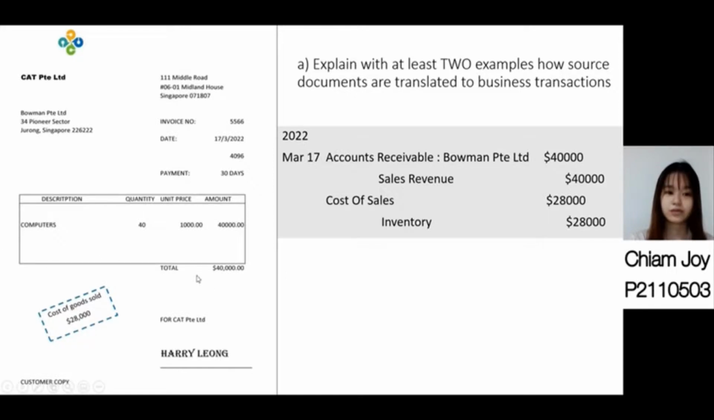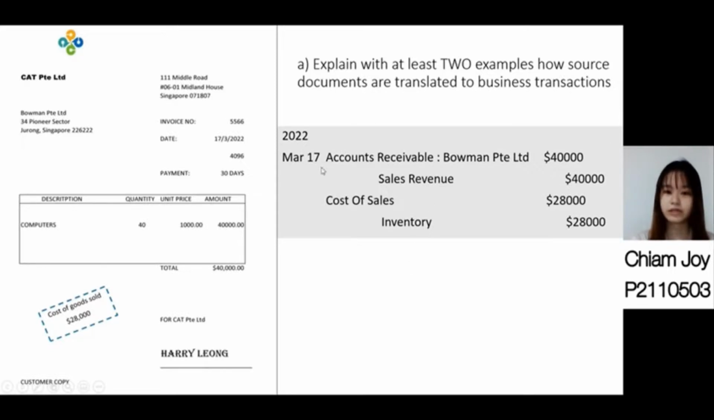It shows that we have sold 40 computers amounting to $1,000 each to Bowman PTE LTD, and that the cost of goods sold is $28,000. And we have made this sale on the 17th of March 2022. So now we'll be moving on to our business transaction over here.